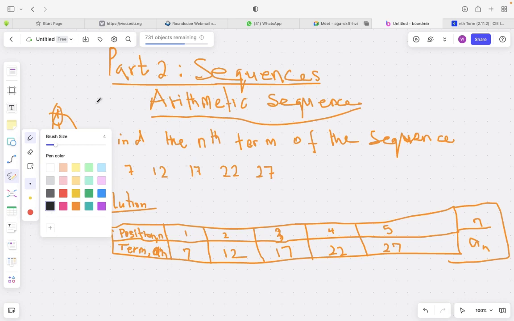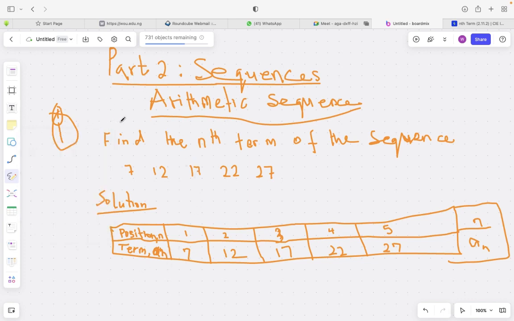Now, let's take a look at another way, different from what we did in part 1, where we looked at the position to term rule. In part 1, we looked at the way to find the nth term using the position to term rule, and we also looked at the way to find the next term in the sequence by following the term to term rule, which helps us to find a common difference.